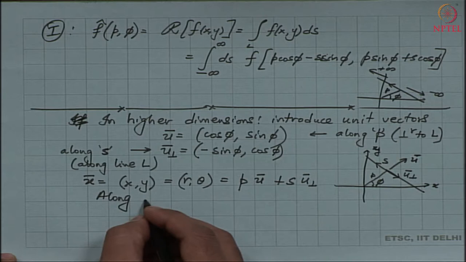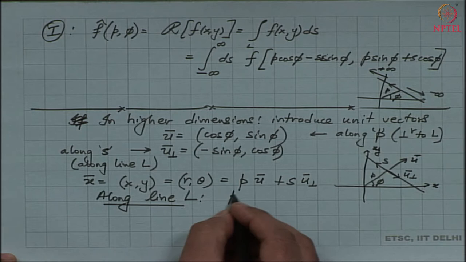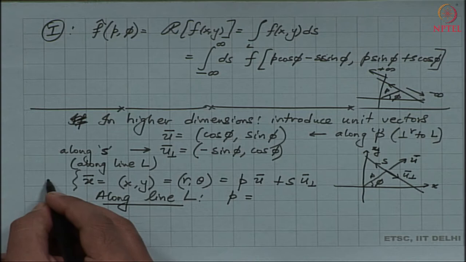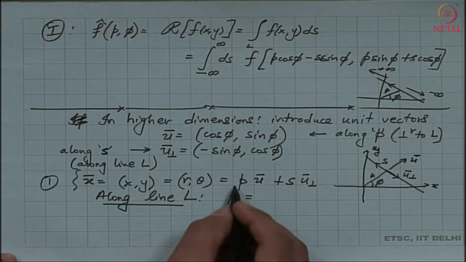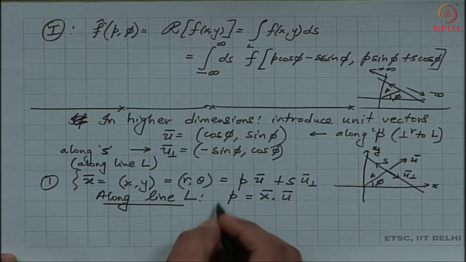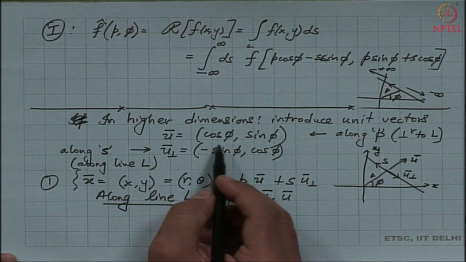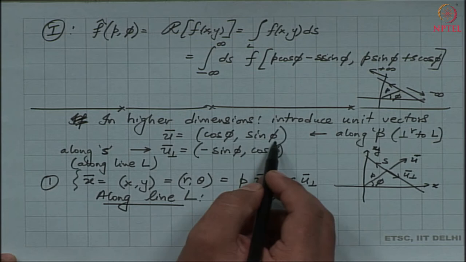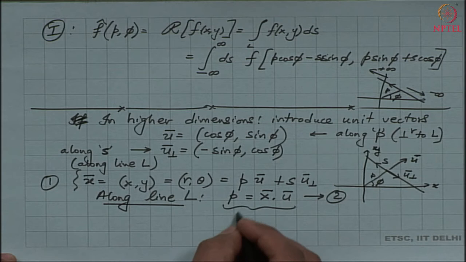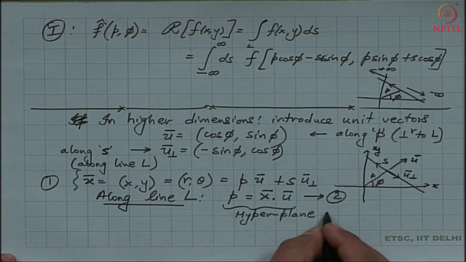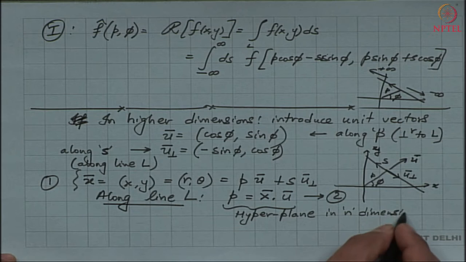So along line L, let me call this expression 1. Notice that from 1, if I take the dot product of this vector x with u, I get P. So my P is x dot u. So along the line, the equation of the line is P equal to x dot u. Now, we could extend this definition of u to n dimensions. My individual components of u will be the direction cosines, and in that case, this, denoted by 2, will denote a hyperplane. So this in general is a hyperplane in n dimensions. Okay, so we can practically work in any dimensions that we want, given this definition of hyperplane.